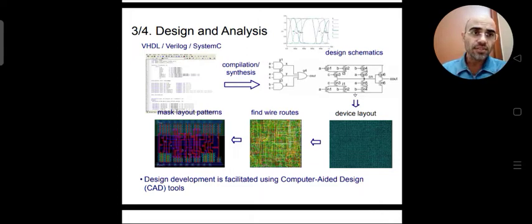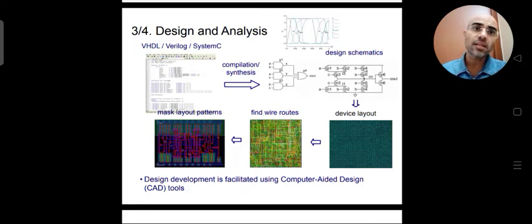Then to make these transistors, we have to make a layout. There is a device layout, showing which device will come where. Then you have to connect one device with the other device with wires. So this routing has to be done, and it has to be optimized. These are the various levels, and after doing all this we have a mask layout. This mask layout, generated after all these processes, is sent to the fab labs. The work of the design engineer is to do all these steps.